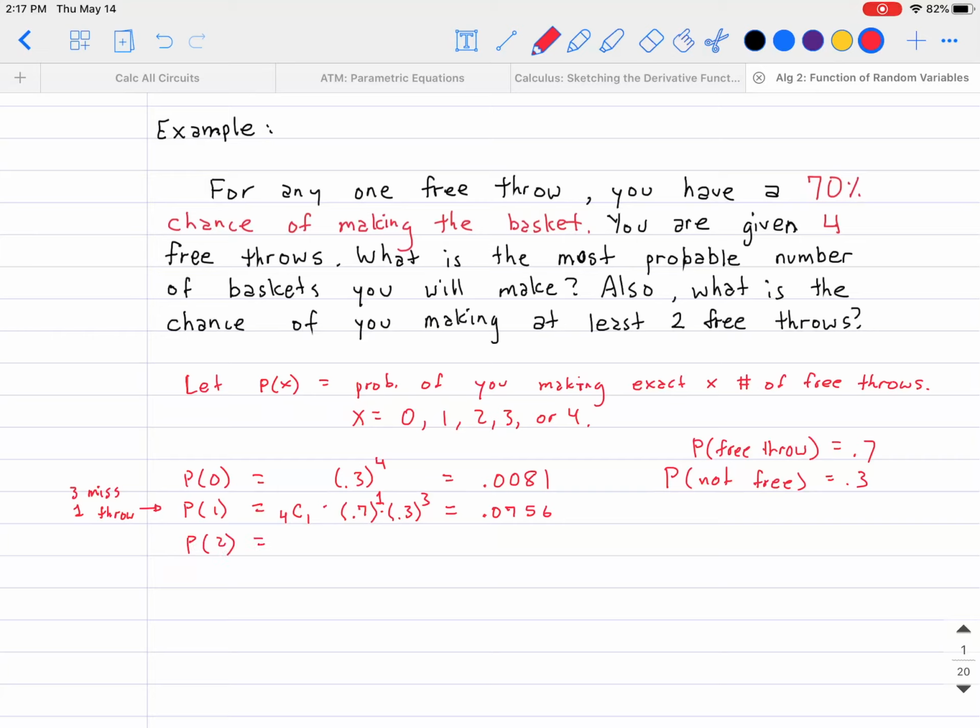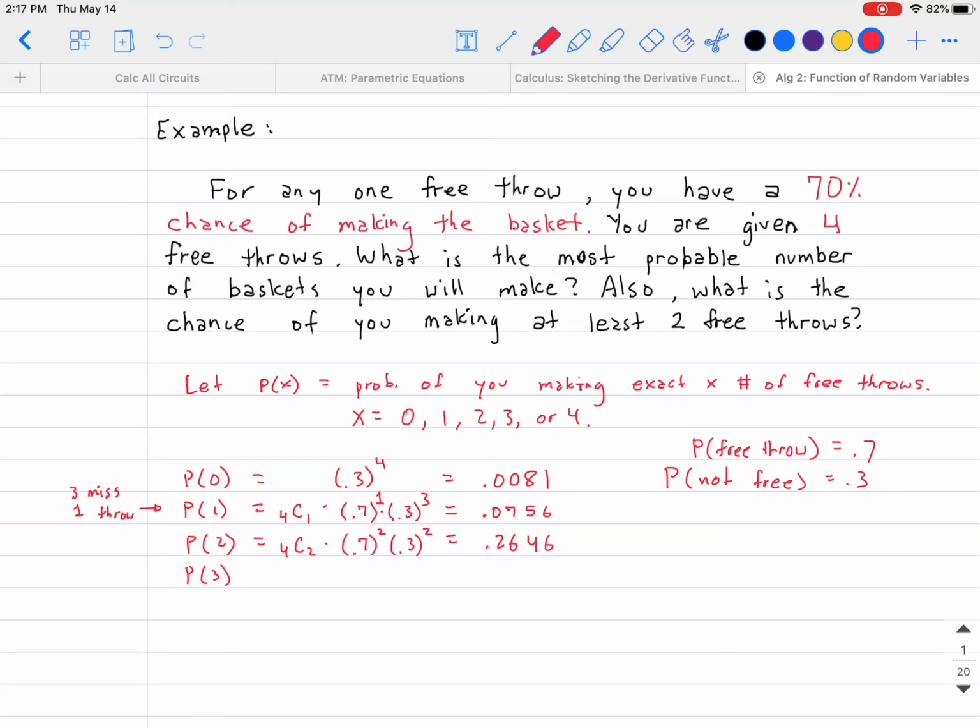The probability of making exactly 2 free throws and missing the other 2. In the same manner, that's 4C2 multiplied by 0.7 raised to the 2nd power times 0.3 raised to the 2nd power. Putting that into the calculator, with a 2 here and a 2 here, the answer for this one is 0.2646, so approximately 26% in this case.